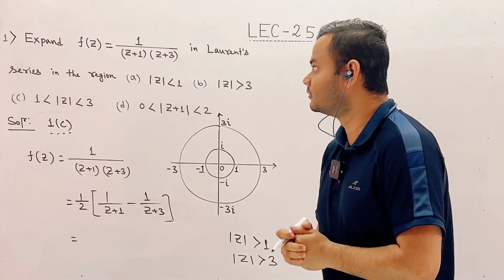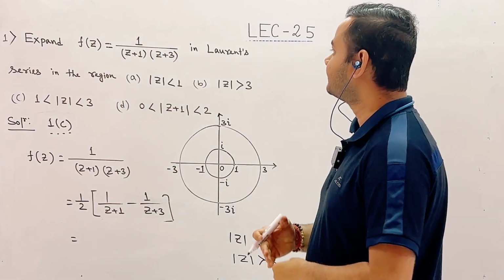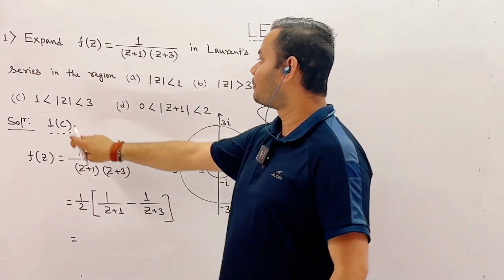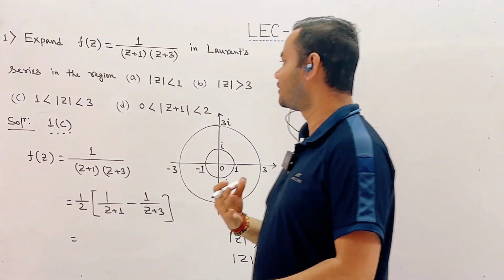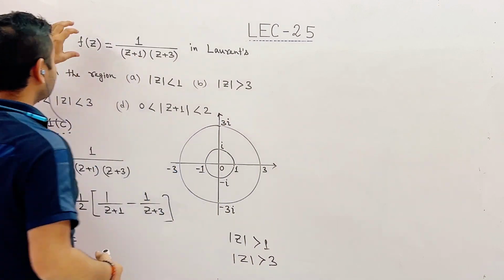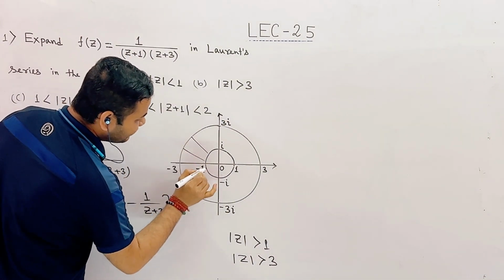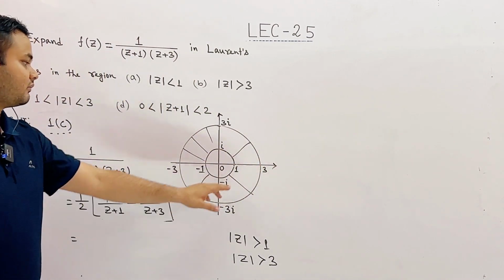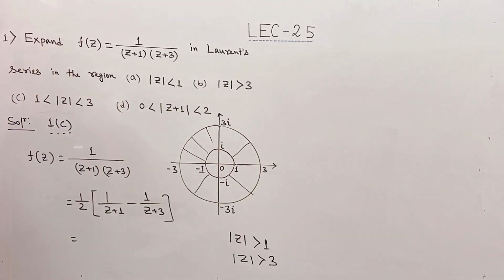Next, let me solve problem number 1C. According to this problem, we have to expand this function in the region modulus of z in between 1 and 3. That means for this problem, we need to expand this function within this annular region formed by two concentric circles of radii 1 and 3 having center at z equal to 0.